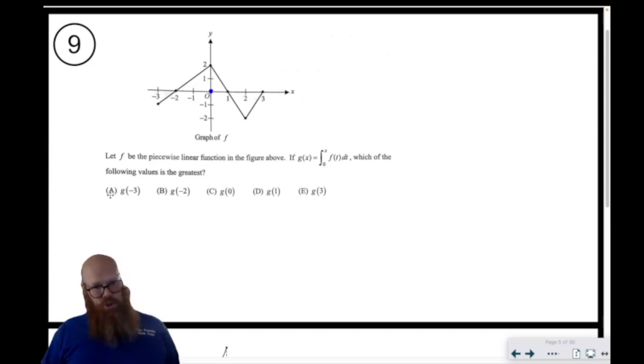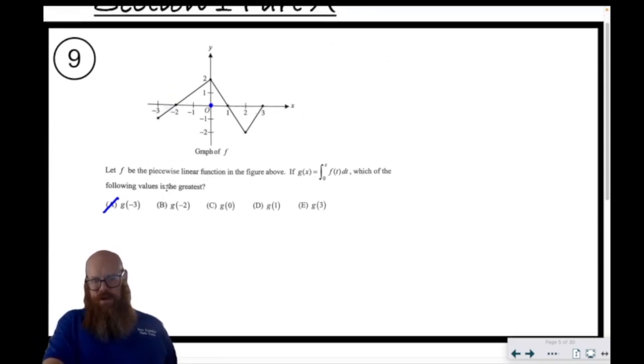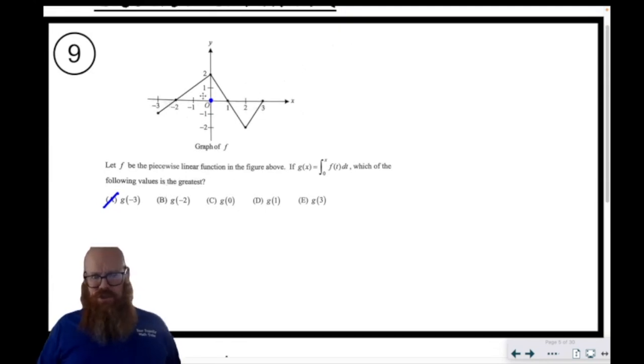I'm going to assume that a negative number is not going to be the greatest. I understand that I could have all negatives, but I just don't think that's going to happen. And if it does, then I will go back and reevaluate, all right? So if I look at g of -2, well, same idea. G of -2, I'm integrating backwards. I have an area that's above the x-axis, but that's going to have to be negative because, again, I'm integrating backwards. So no way that's the answer.